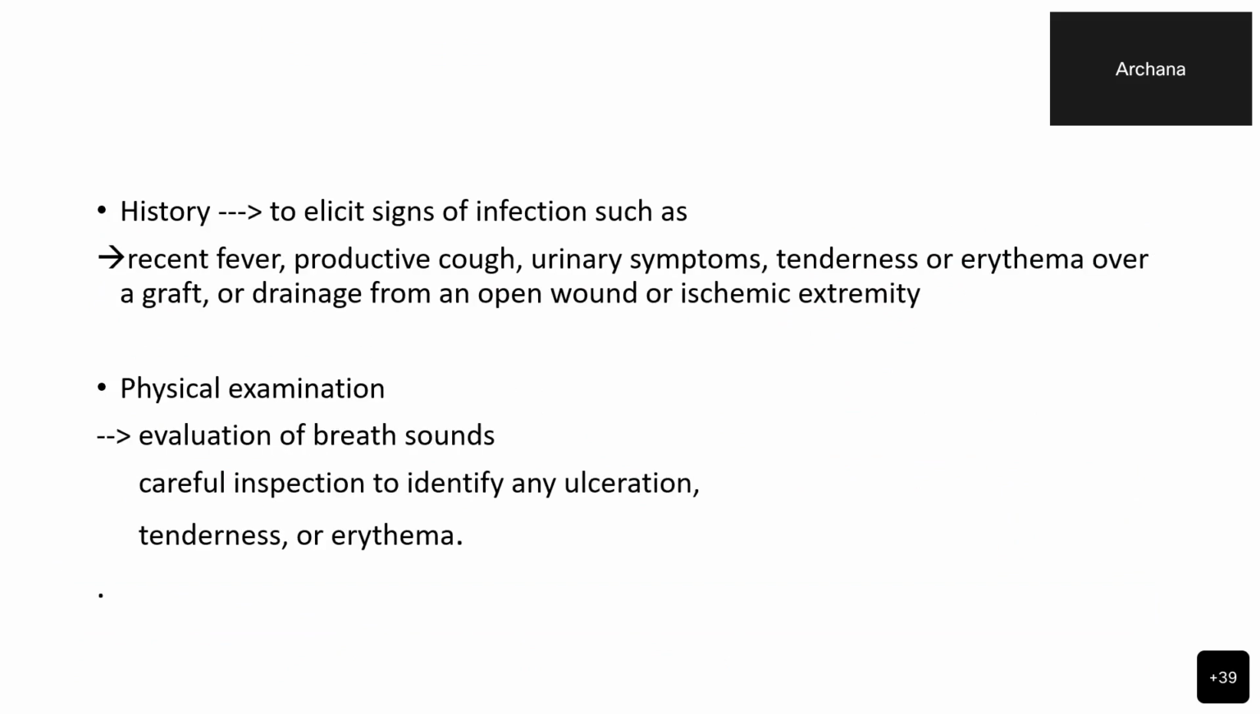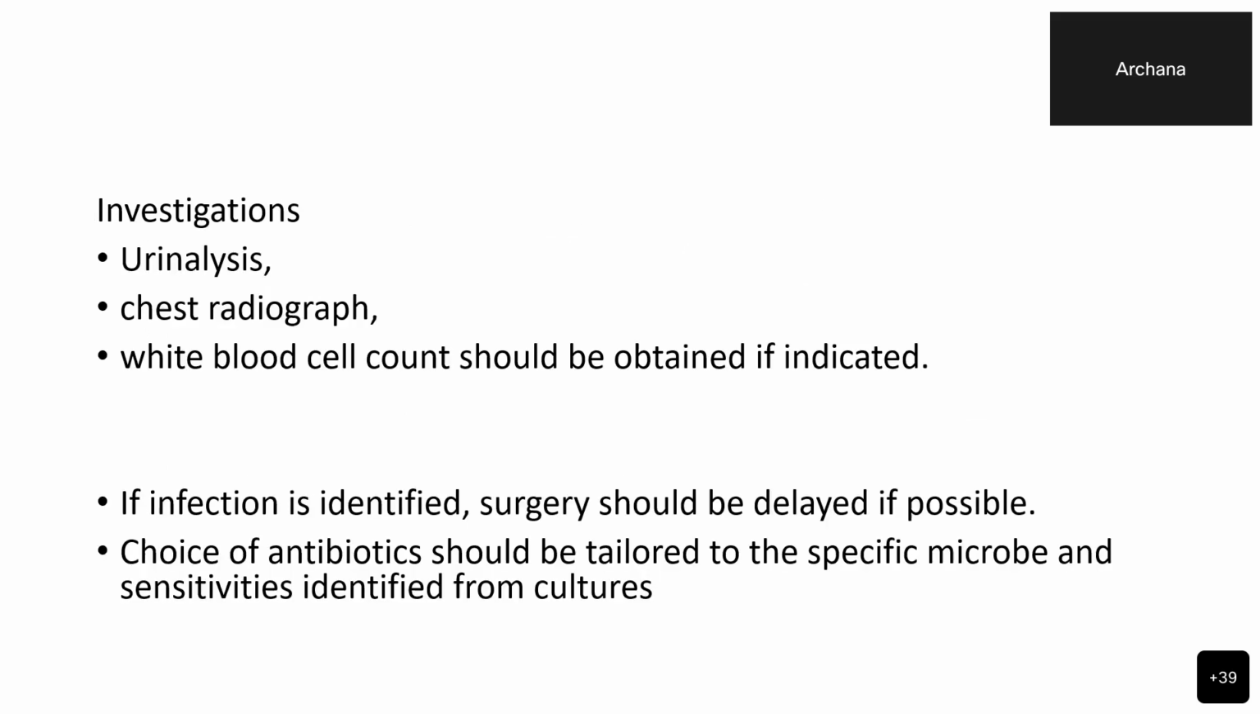So history to elicit the signs of infection should be done, especially the wound examination, physical examination of the chest, and the ulcers like open wounds, any discharge or drainage or tenderness or erythema should be assessed. Then investigations include urine analysis, chest X-ray, and white blood cell count should be obtained if indicated. And if infection is identified, surgery should be delayed if possible. Choice of antibiotic should be tailored based on the specific microbe or sensitivity identified from the culture.